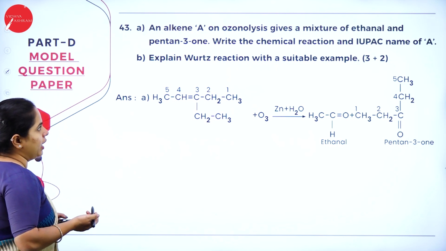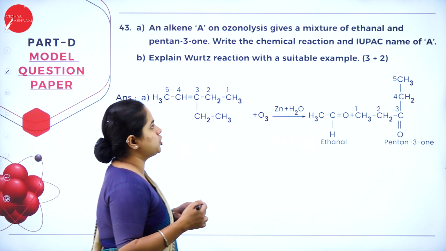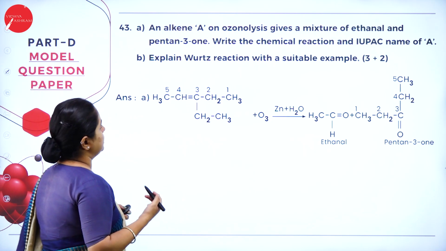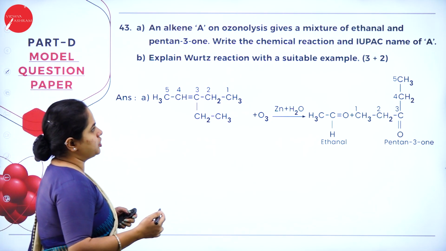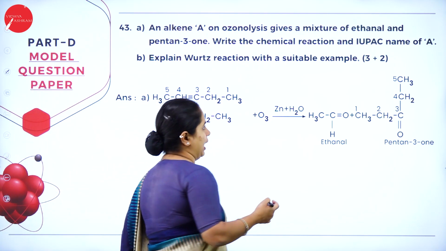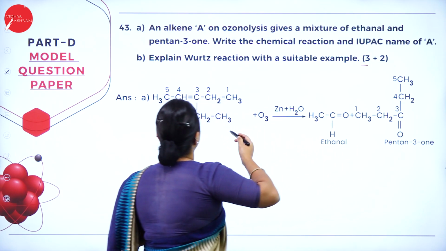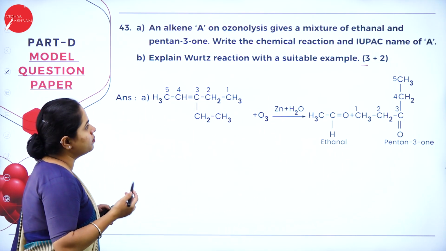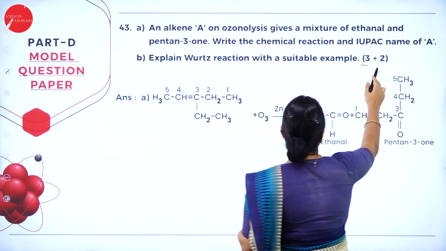An alkene A on ozonolysis gives a mixture of ethanal and pentan-3-one. Write the chemical reaction and IUPAC name of A. So that carries 3 marks. And the next part is, explain Wood's reaction with a suitable example, which gives you 2 marks.